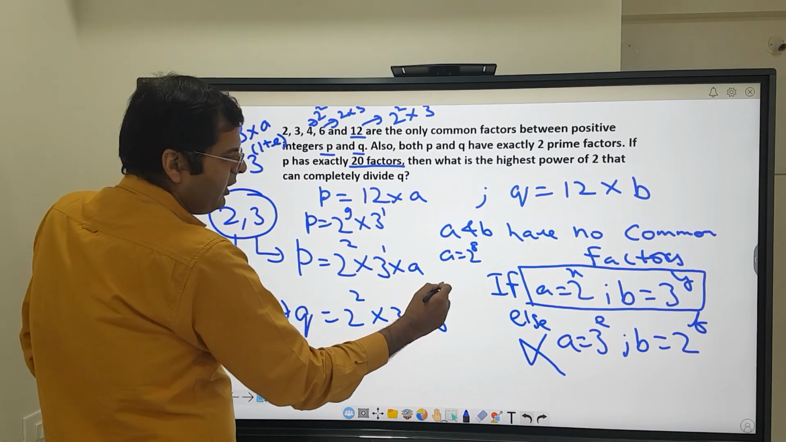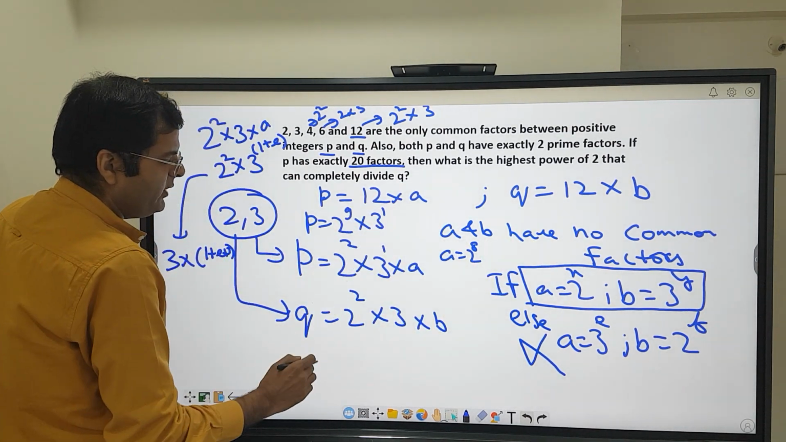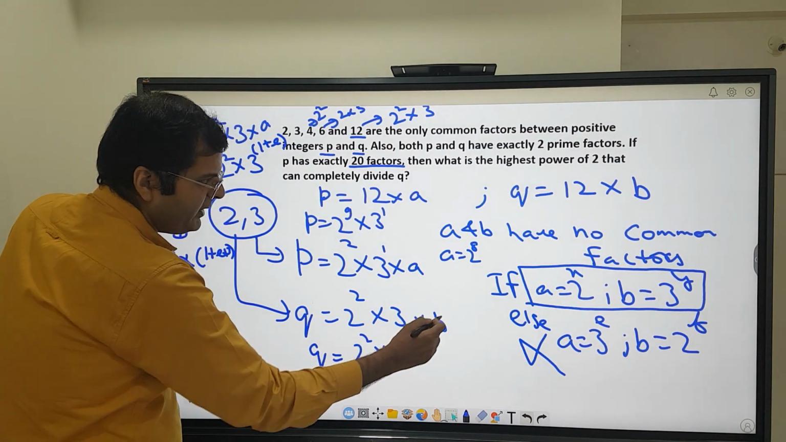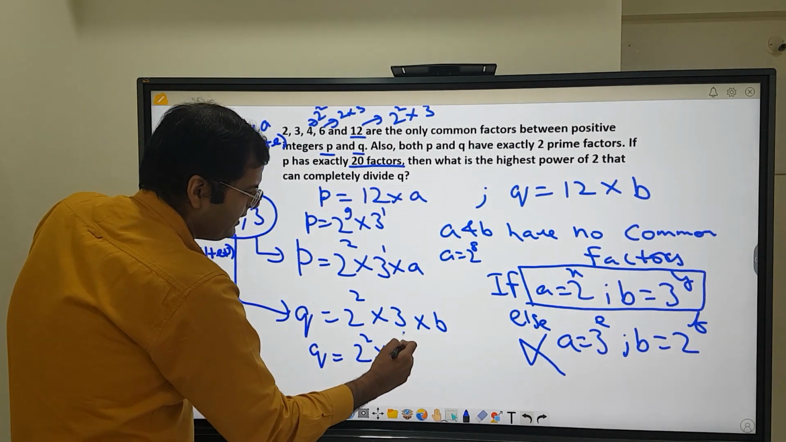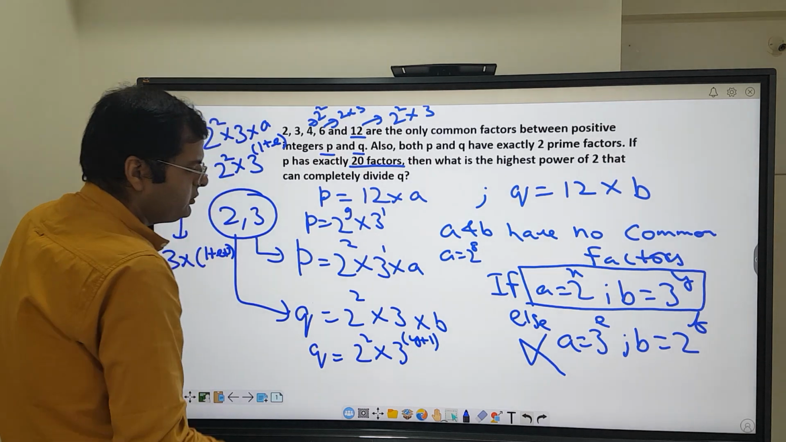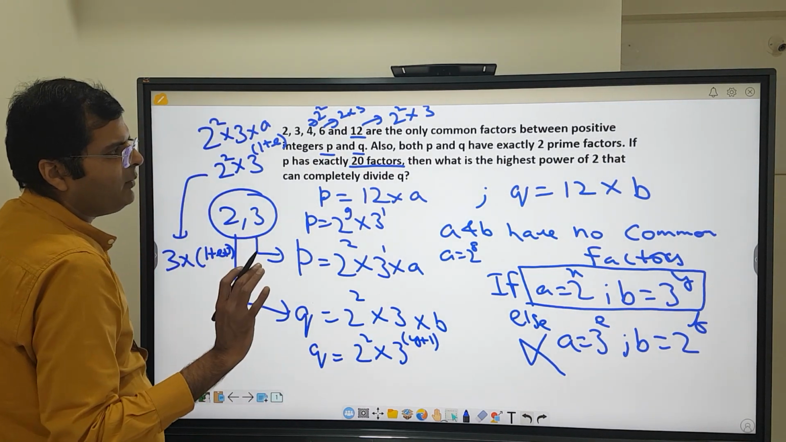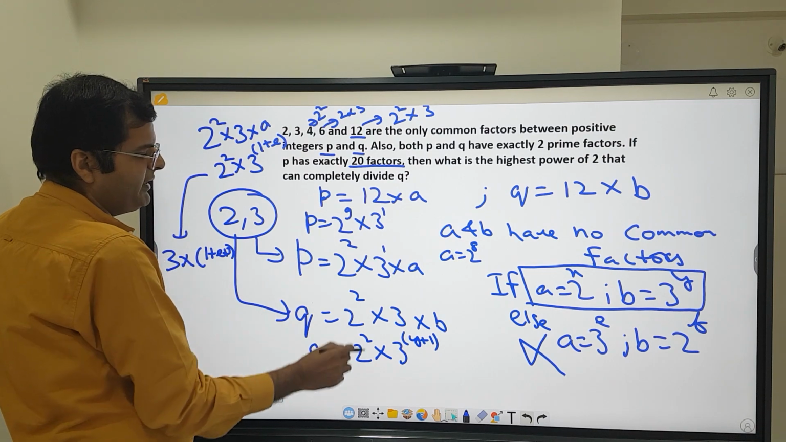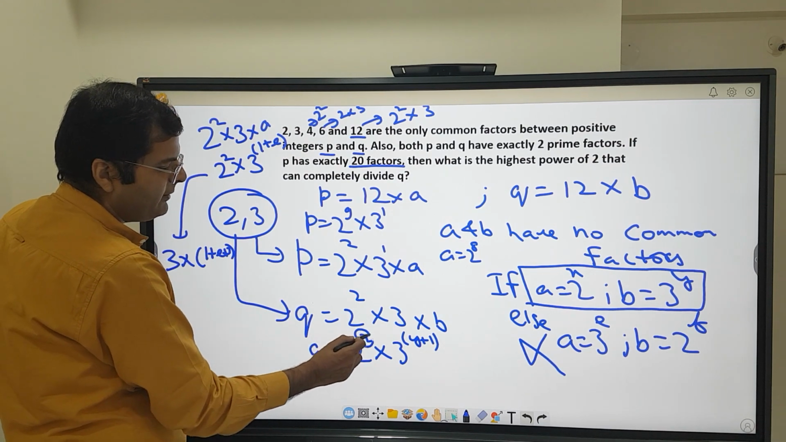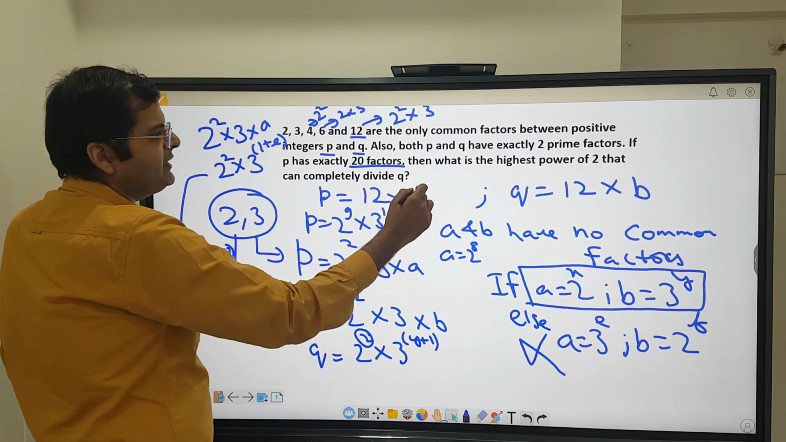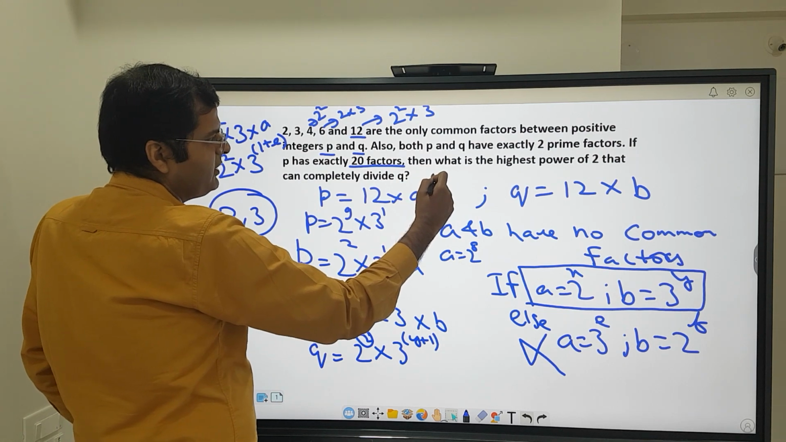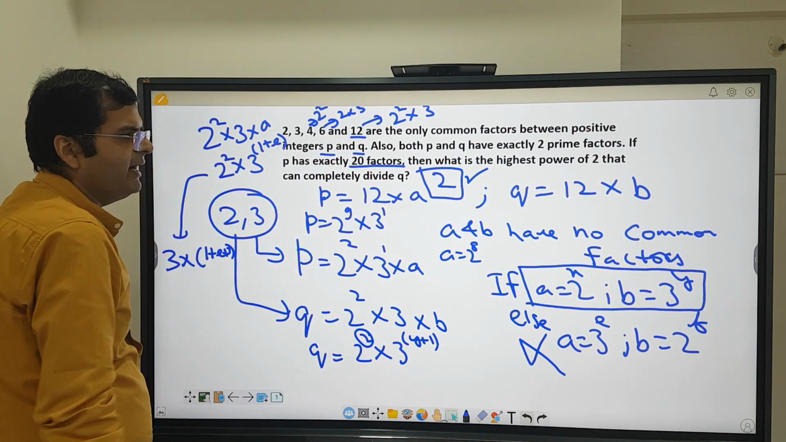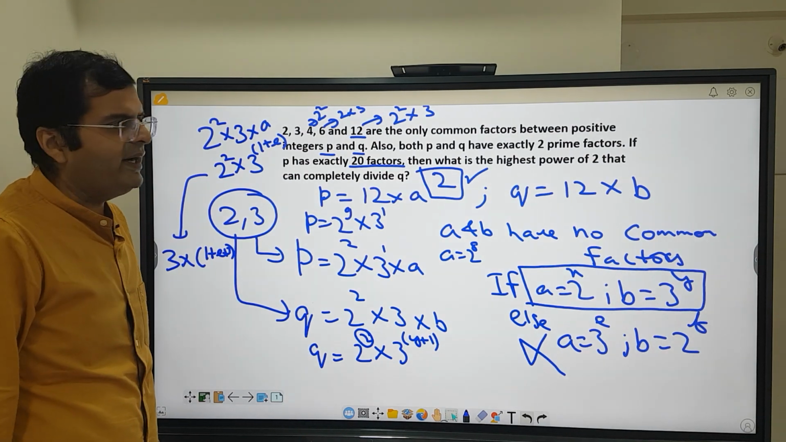Now b is equal to 3 raised to y, we know. So q is 2 squared into 3 into 3 raised to y, that means 3 raised to power y plus 1. So q is 2 squared into 3 raised to power y plus 1. Then what is the highest power of 2 that can completely divide q? That will be 2 only, because it is 2 squared. So the highest power of 2 that can completely divide q is 2. So 2 over here is the right answer. This is quite an interesting question.